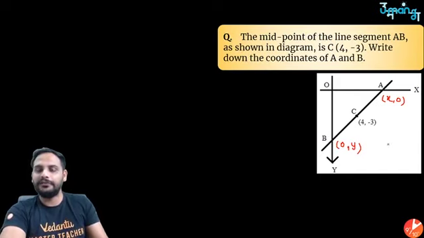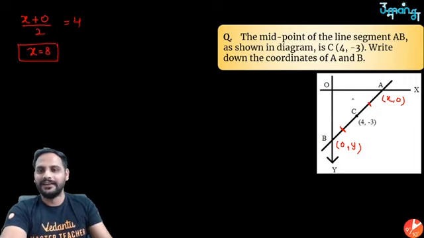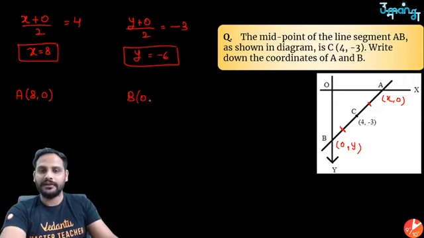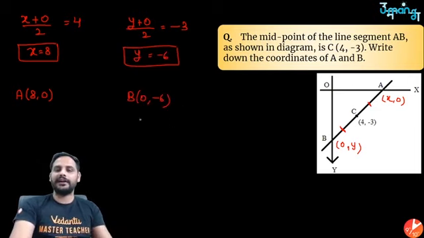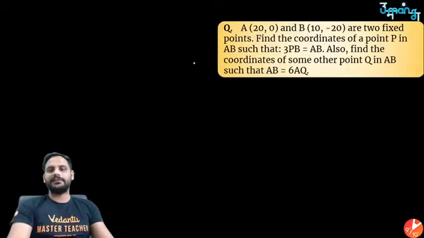Right? So I can use the midpoint formula because they have given C is the midpoint. So first thing I can clearly say, (x + 0)/2 is equal to 4. Shift 2 over there, x is equal to 8. So the coordinates of point A will be (8, 0). Similarly, (y + 0)/2 is equal to -3. Shift it over there, y is equal to -6. So the coordinates of point B will be (0, -6). Done. Right, the diagram helped us a lot. Okay, next question is this.